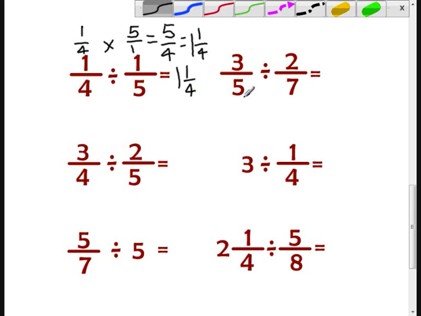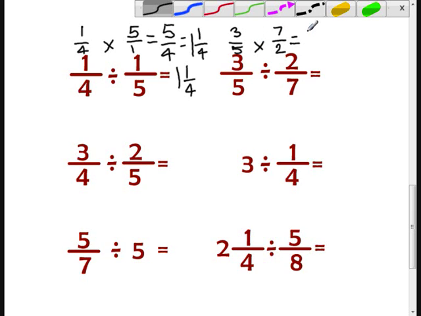Next example is 3/5 divided by 2/7. Invert and multiply. The first fraction stays the same, 3/5. But this symbol changes from division into multiplication, and this fraction turns upside down. Instead of 2/7, it is now 7/2. And I can do the maths now.